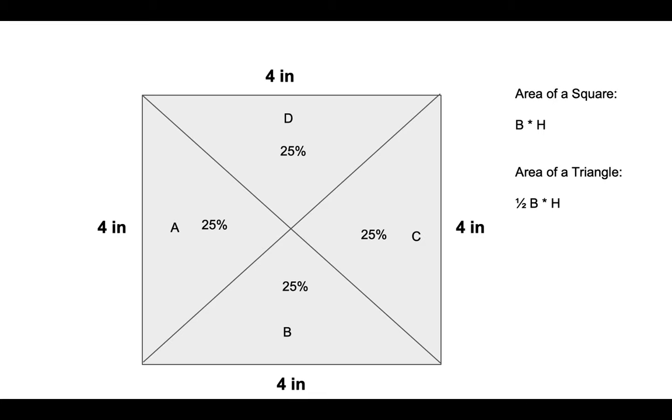Using diagonals, you split up your square. By doing this, you've created 4 sections, all of equal size, each 25% of the whole square. However, you know that different plants require different amounts of space to grow.